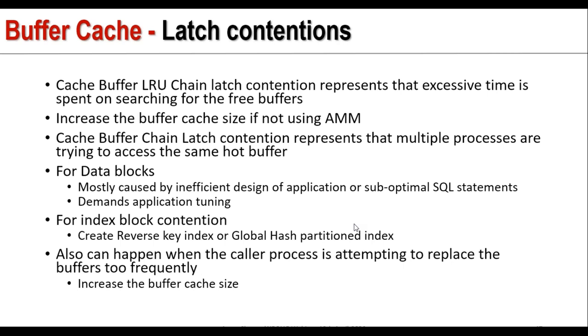The CBC chain latch represents that we are trying to access buffers very quickly and also repeatedly. It means we have certain objects which are now considered hot objects. So do check out V$SEGMENT_STATISTICS. Check if your buffer is accessed very repeatedly and that table or object is going to be accessed very repeatedly. Could be possible due to legitimate reasons. Could be possible that maybe you're writing a loop kind of thing and accessing the table again and again. Either way, you need to check what can be done for it.